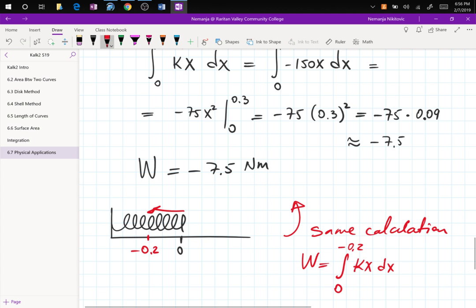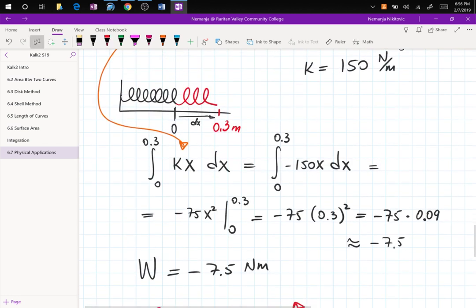And I hope, one more time, that you understand why these limits are like that. The first one, let's go on top again and talk about this one. The spring is happy at 0, and you are the bully who pulls it out. So your integral is going to start at 0, and then because you stretched it to 0.3, it moves to 0.3.